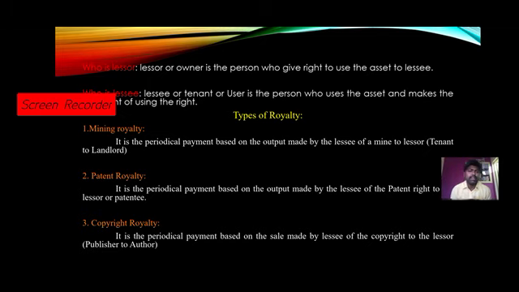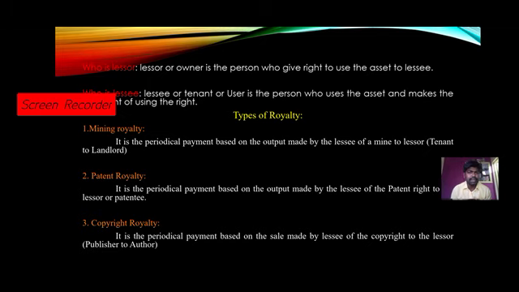Okay, next, patent royalty. It is the periodical payment based on output made by the lessee of the patent right to the lessor or patentee. Here also there is an agreement between patentee and patenter. So if the patenter has the right to manufacture or sell the product, he makes payments to the patentee. This is called patent royalty.